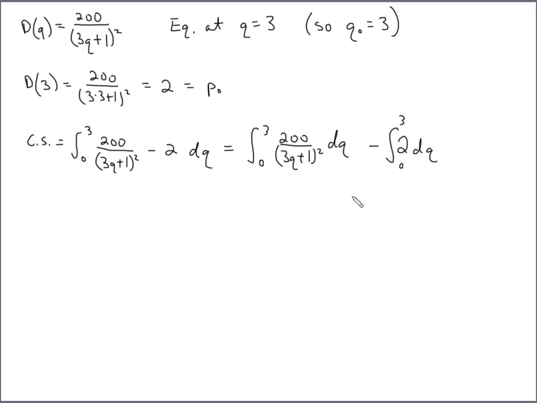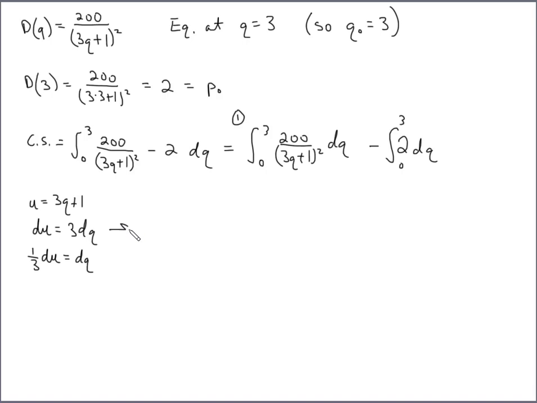Alright, so for that first one, the second one's super easy. The first one, we'll have to do a substitution on that. We're going to say that u is equal to 3q plus 1. So that du becomes 3 dq. There's a 200 there. Well, let's just do it like this. So we're going to get 1/3 du is dq. So that means that when we see that dq there, it's going to change into 1/3 du.